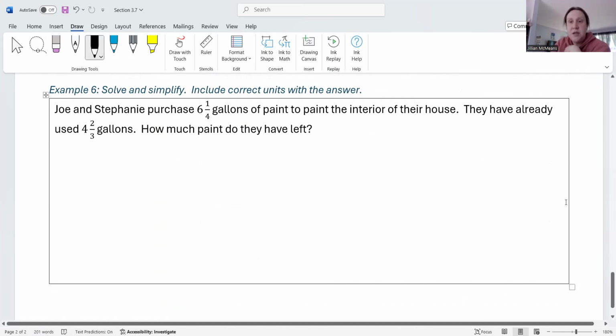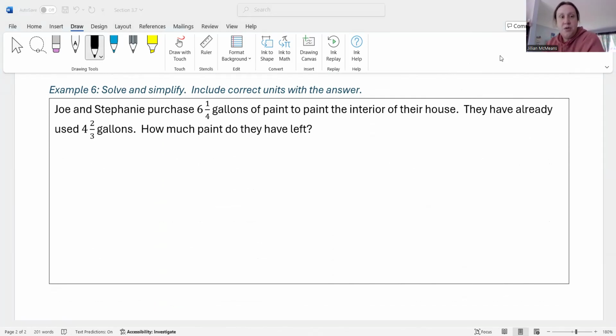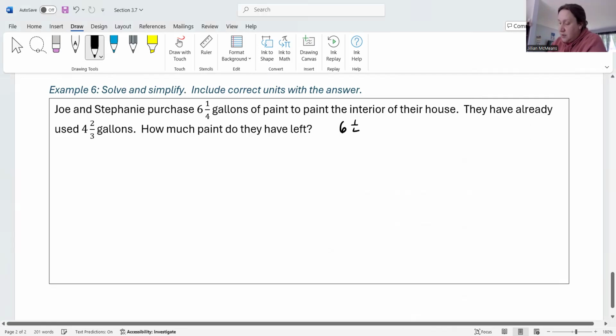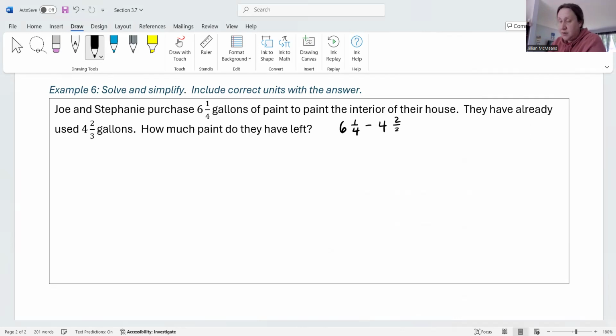And we are told that Joe and Stephanie, I know I was reading a Stephanie Plum book when I wrote this problem. So Joe and Stephanie purchased 6¼ gallons of paint to paint the interior of their house. They have already used 4 2/3 gallons. How much do they have left? So this is definitely a subtraction problem. So what we're dealing with is 6¼ gallons of paint minus 4 2/3 gallons that have already been used. So how much do they have left?